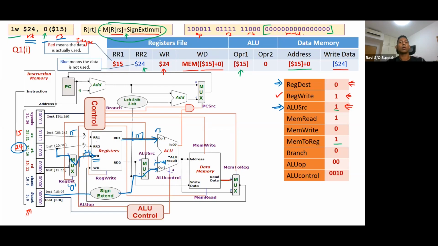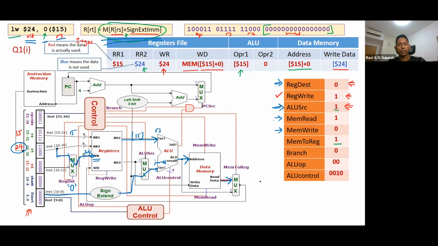Your ALU, what will it do? It will perform this addition for us, to compute the address that I want to access. So this address will come out here. And since this is a load word instruction, your mem read will also be 1 and your mem write will be 0. So when mem read is 1 and I give an address, the data in that address location will come out of the read data line.